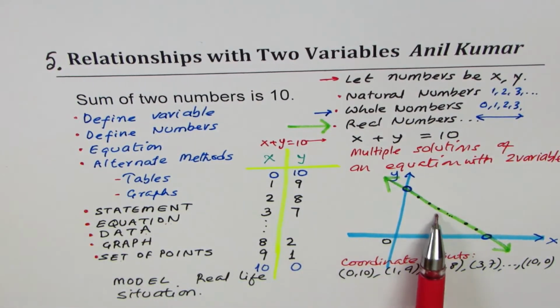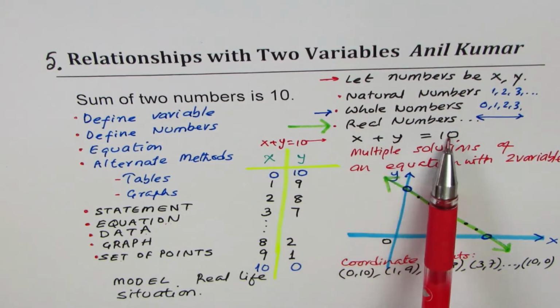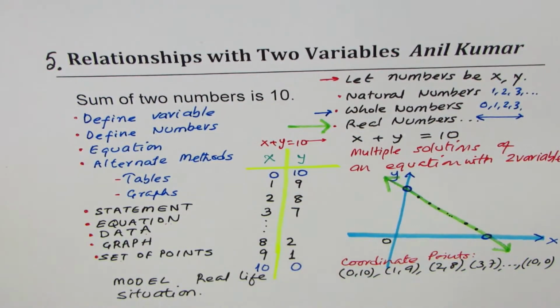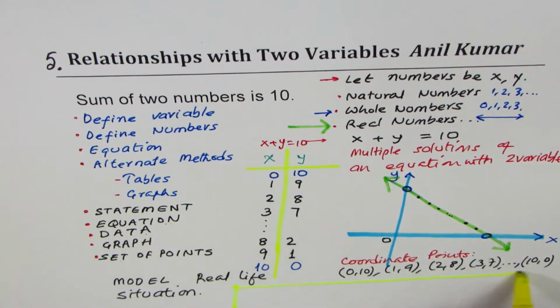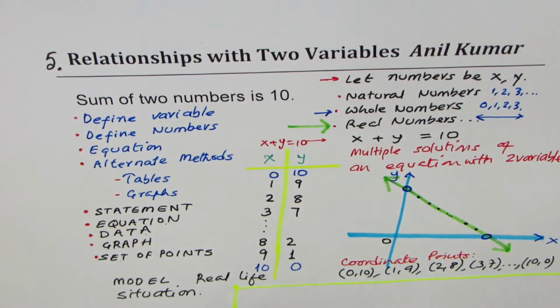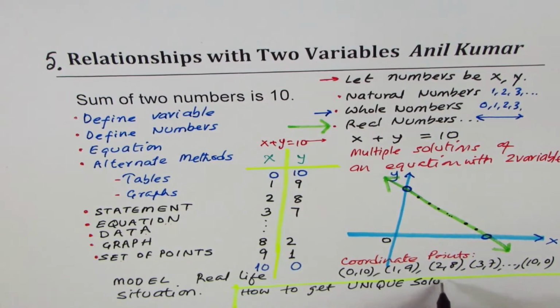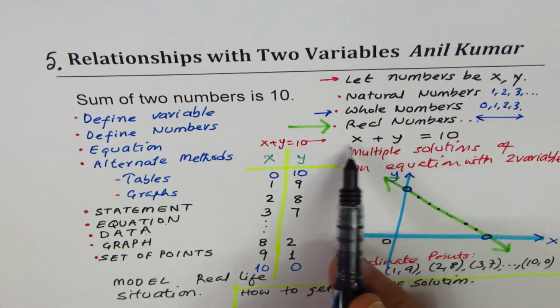Now, the important thing to understand here is we had only one equation, multiple solutions. Now, can you tell me how can I ensure that I get a unique solution? Okay, so let that be a good point to discuss. Let me put it in a block. How to get a unique solution. Okay, that is possible if I relate x and y.